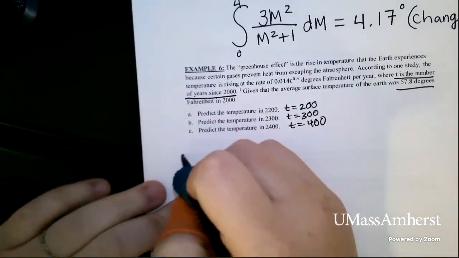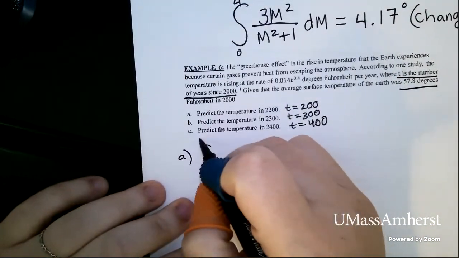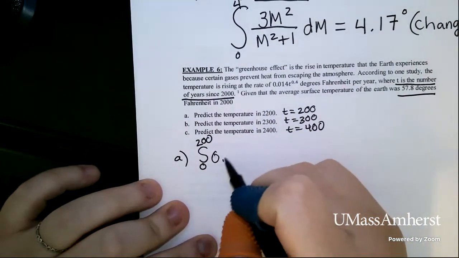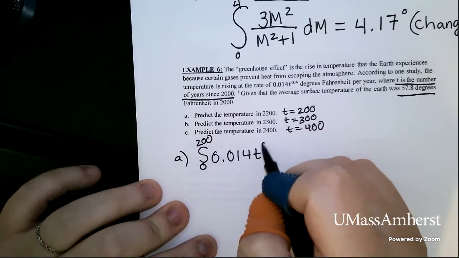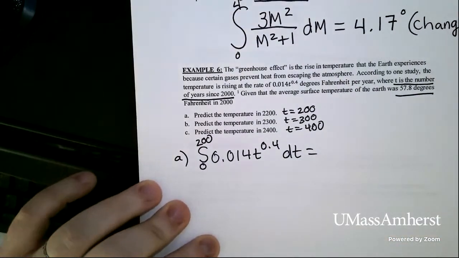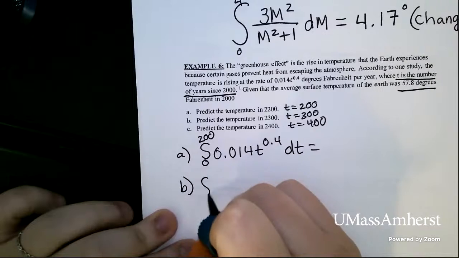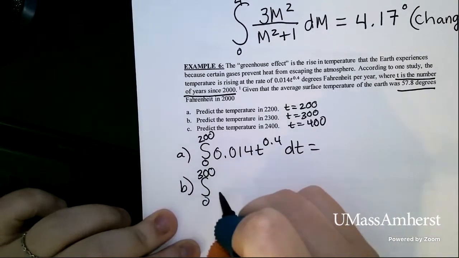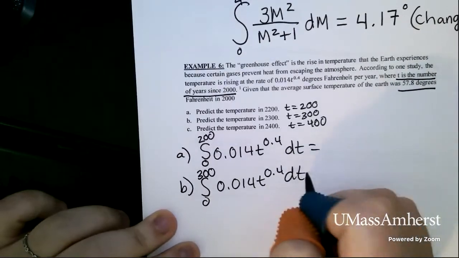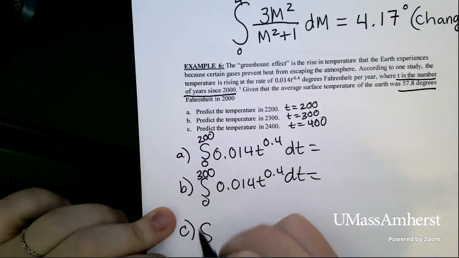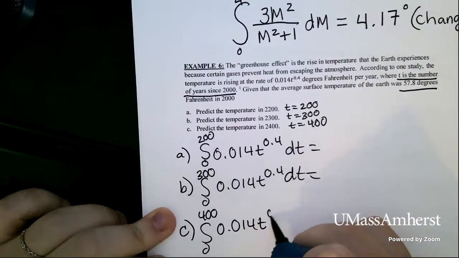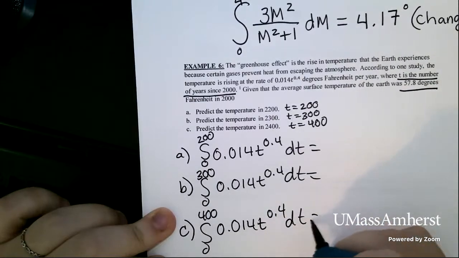Okay. And then for each one, we're going to set up an integral for the number of years, so 200, and we're going to integrate the rate to figure out how much the temperature will change over that many years. So for A, we have 0 to 200. For B, we have 0 to 300. And for C, we have 0 to 400. So we're going to compute each of these definite integrals on their own to see what we get.